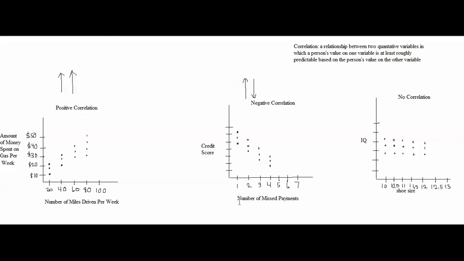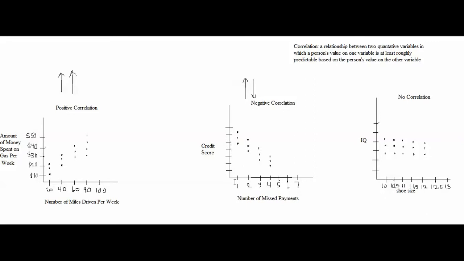If a person tells me how many credit card payments they've missed this year, but that person hasn't told me his or her credit score, I can use the number of missed payments that they've had this year to make at least a rough prediction of what their credit score is. For example, if a person tells me that they've missed 0 payments this year, I'll think, okay, their credit score is probably pretty good. Their credit score is probably up at the high end up here.